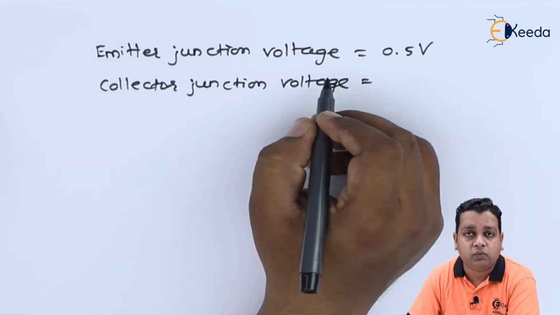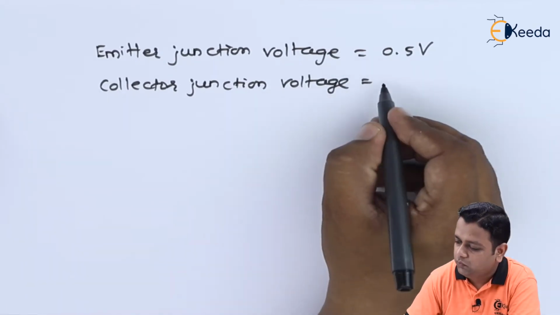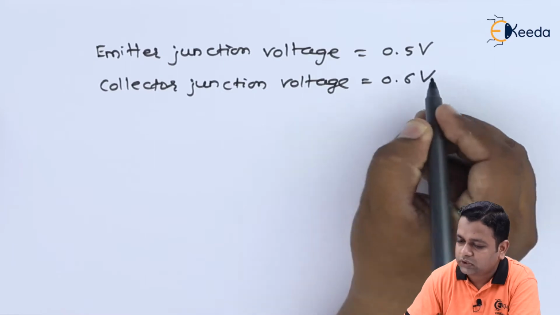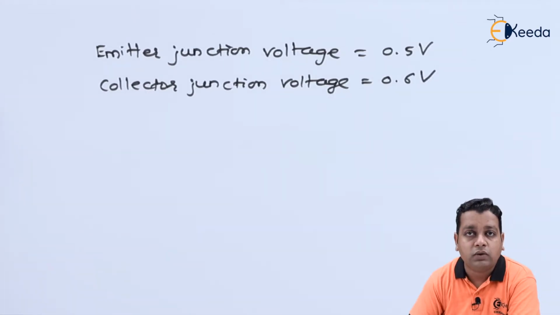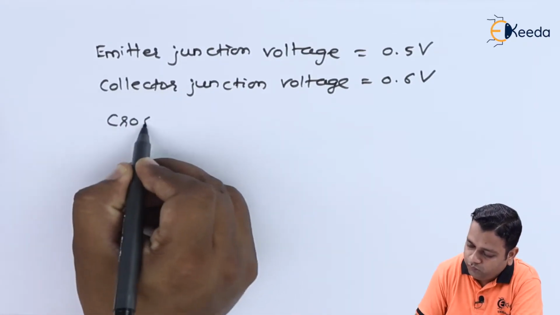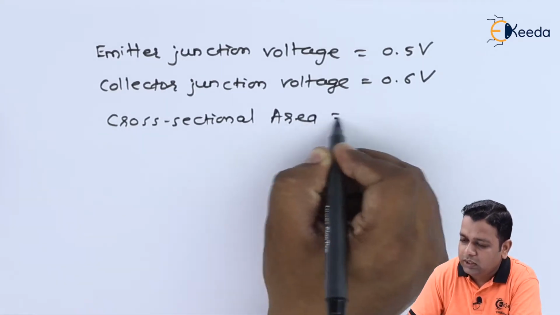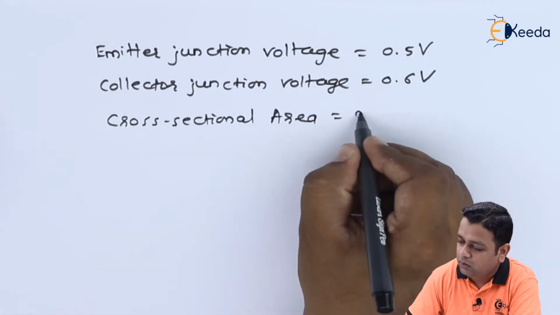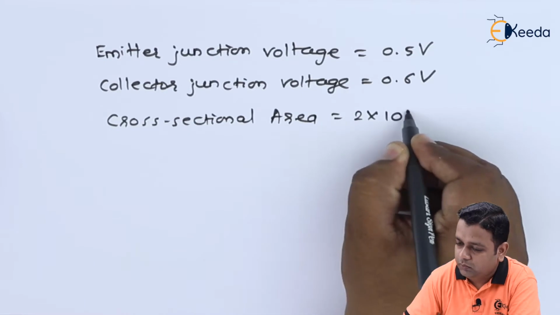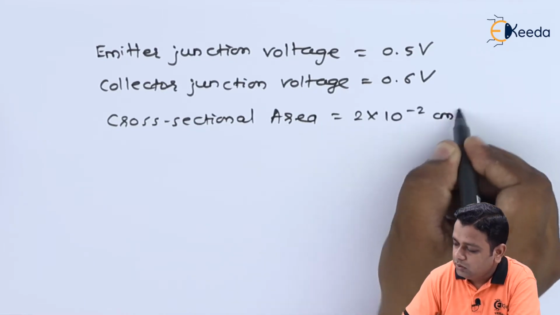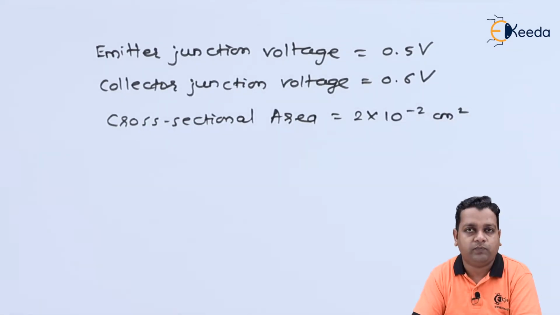The collector junction voltage Vc is 0.6 volts. And now capital A, the unit, if you see, it is nothing but the cross-sectional area. So cross-sectional area capital A is equal to 2 into 10 raised to the power minus 2 centimeter squared. Now we get back to the problem statement.